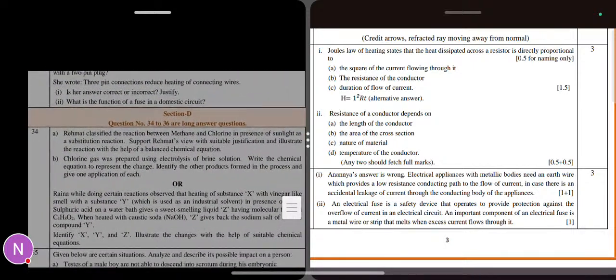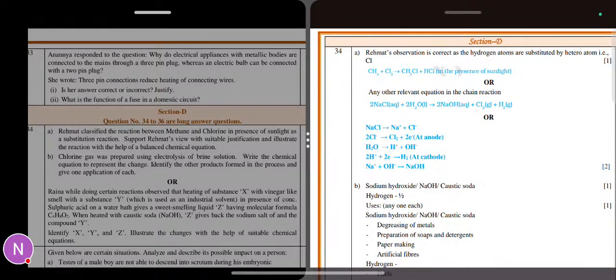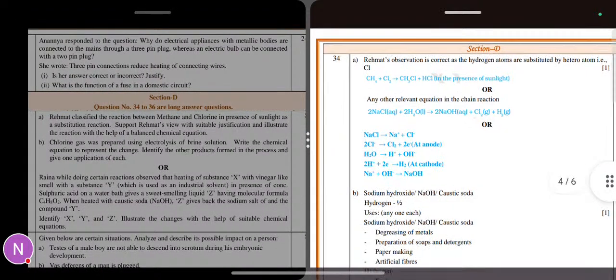Section D, 34th question here they have asked. A, Rehamath classified the reaction between methane and chlorine in presence of sunlight as a substitution reaction. Support Rehamath's view with suitable justification and illustrate the reaction with the help of a balanced chemical equation. Rehamath's observation is correct as hydrogen atoms are substituted by hetero atoms. So CH4 + Cl2 gives CH3Cl + HCl in presence of sunlight, or any other relevant equations in the chain reaction, like 2NaCl + 2H2O gives 2NaOH + Cl2 + H2.